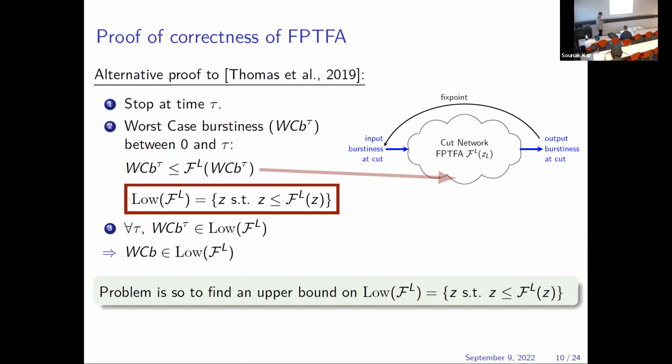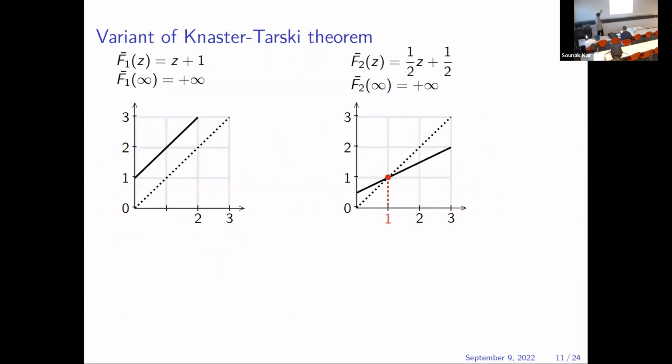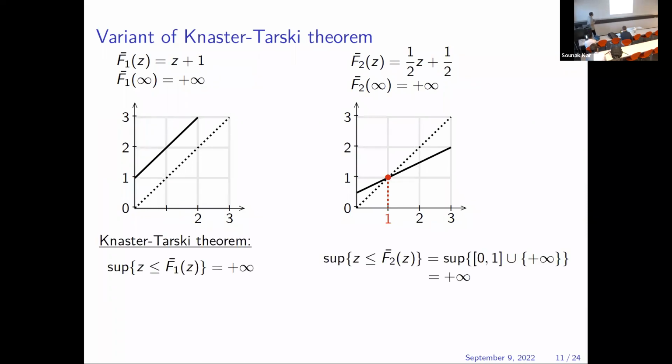When we see that, we think about the Knaster-Tarski theorem that says that the least upper bound on this set is a fixed point of FL. But I will show you that this theorem is not helpful in our specific case. Indeed, if we consider these two functions, f1 and f2, and we extend them to infinity, we see that the Knaster-Tarski theorem gives us the same value, which is plus infinity.